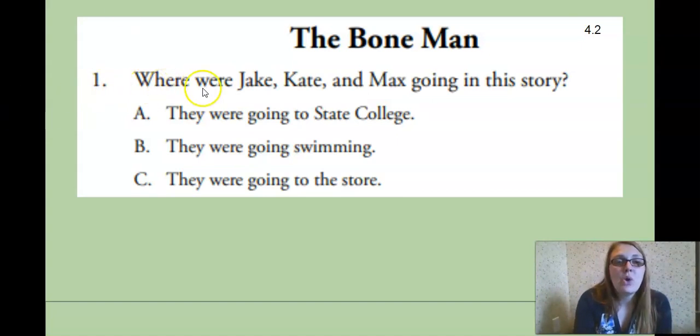Number 1. Where were Jake, Kate, and Max going in the story? A. They were going to State College. B. They were going swimming. C. They were going to the store.